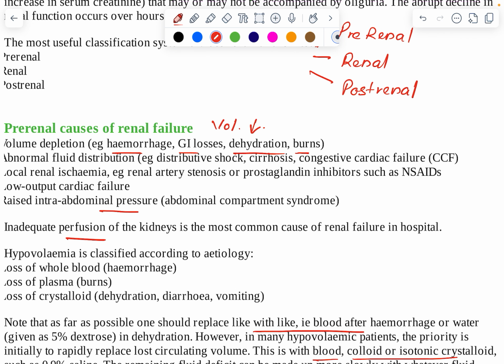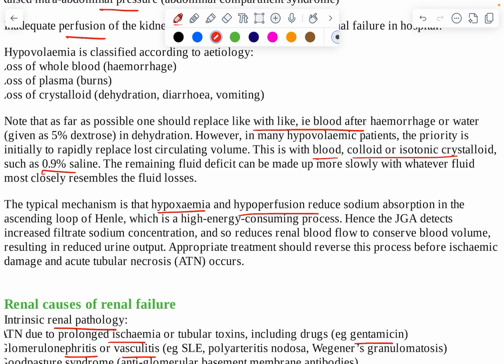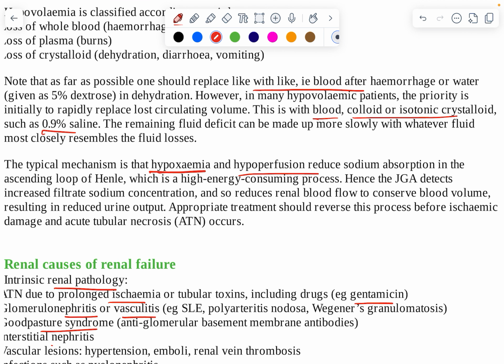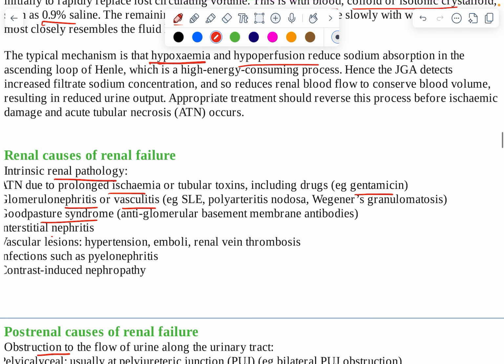Hypovolemia is classified according to etiology: loss of blood in hemorrhage, loss of plasma in burns, loss of crystalloid in dehydration. Note the possibility of replacing with blood for hemorrhage, and 5% dextrose or water in dehydration. However, in many hypovolemic states, the priority is the initial rapid loss of circulating blood volume, so colloid or crystalloid such as normal saline is used. A typical mechanism is hypoxemia and hypoperfusion, which reduces sodium absorption in the ascending loop of Henle and thereby increases energy consumption. The juxtaglomerular apparatus detects increased filtered sodium and therefore reduces renal blood flow to conserve blood volume.